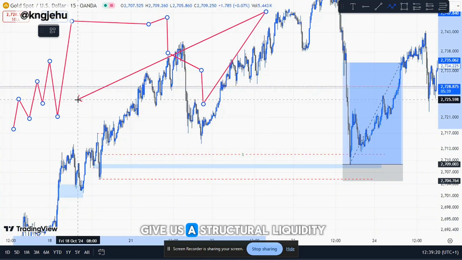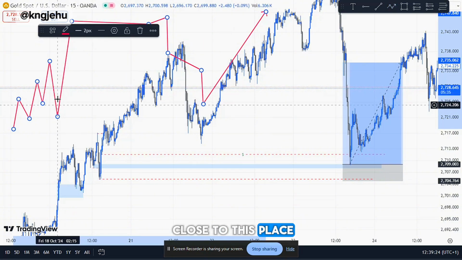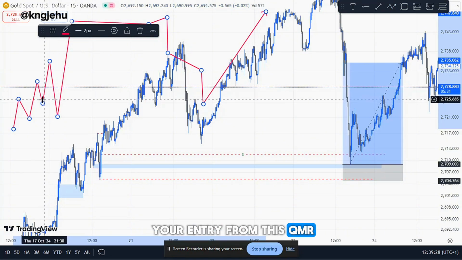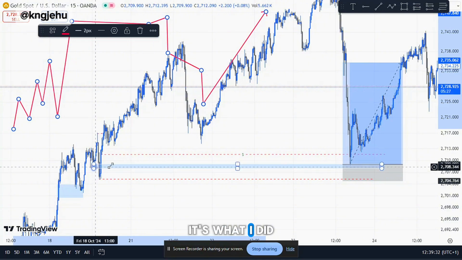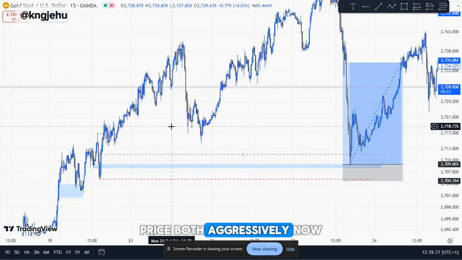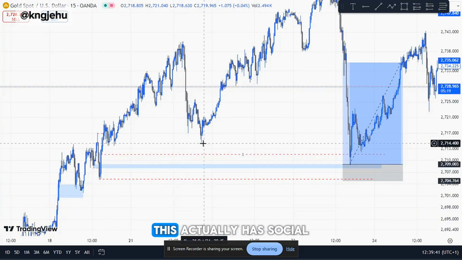After that, price will do whatever it's doing and rally into this zone, and then we buy from there. But price is supposed to give us a structural liquidity, a liquidity that is close to this place, so that we can take our entry from there. Or you can take your entry from this QMR, because we're going to have another block here that failed. Draw it out, which is what I did here, and the next time price came back to it, price bought aggressively.